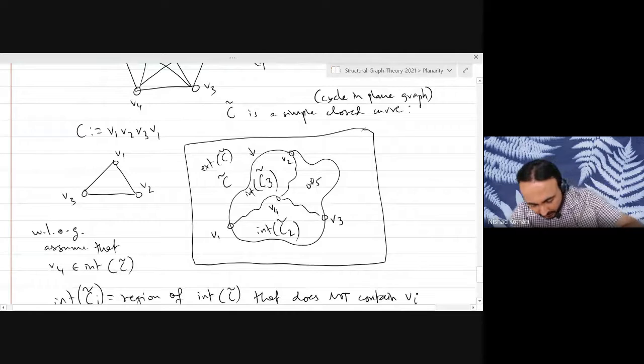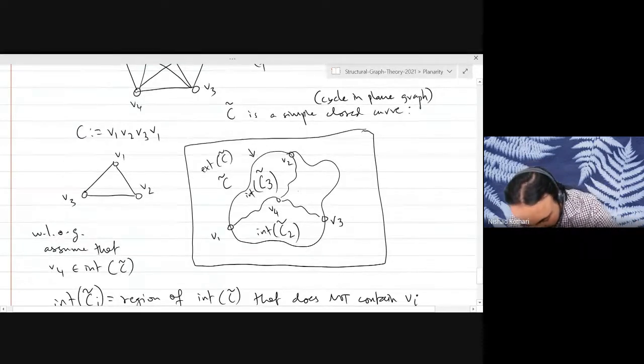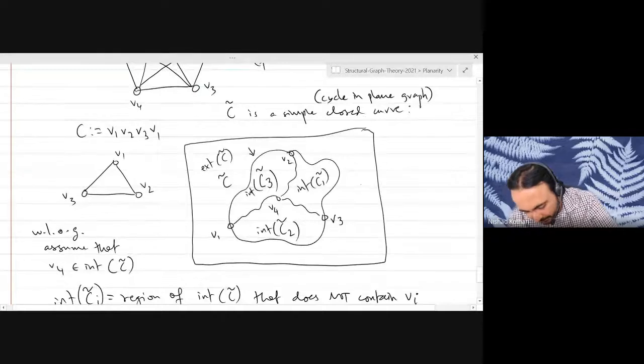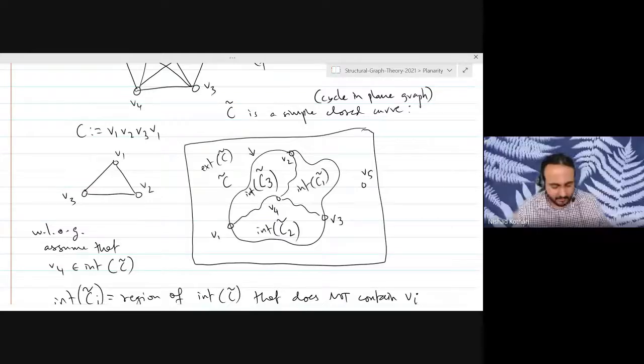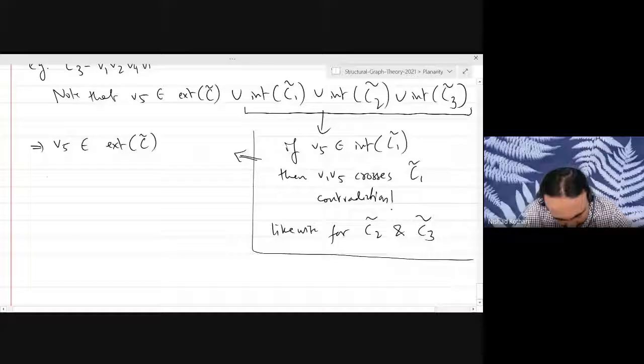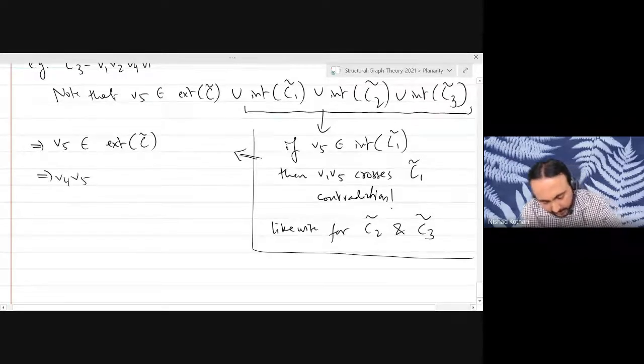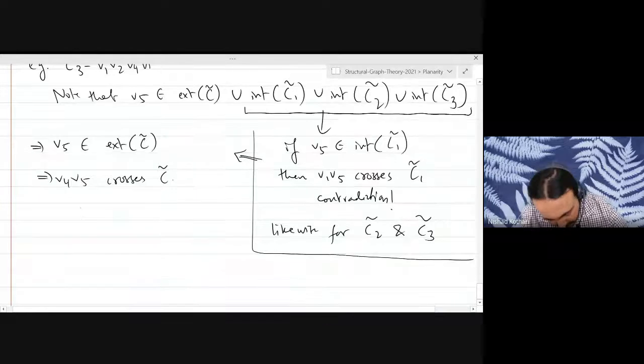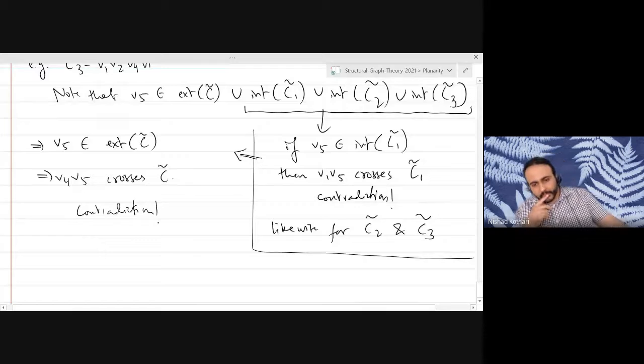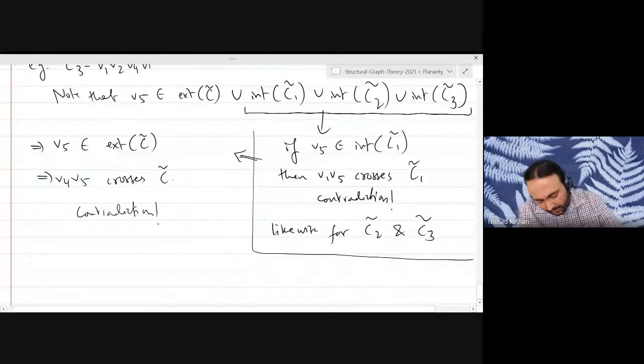So let me draw this again. This is the interior of C1 tilde. So V5 has to be out here. But now what is the problem? The problem is from V5 to V4. Exactly. But now this implies that V4, V5, the arc corresponding to this, crosses C tilde. Contradiction, because in a planar embedding, you just cannot have any crossings, right? Okay? So that is why K5 is non-planar.